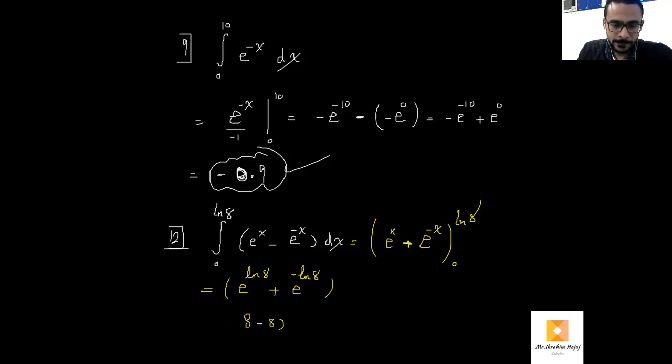But then minus. This is 8 minus 8, guys, because e to the power of ln something is equal to that thing. And then when it's 0, e to the power of 0 plus e to the power of 0 is 1 plus 1, which is 2. So the final answer is: 0 minus 2, so it's 2, but with the negative outside, it becomes negative 2.